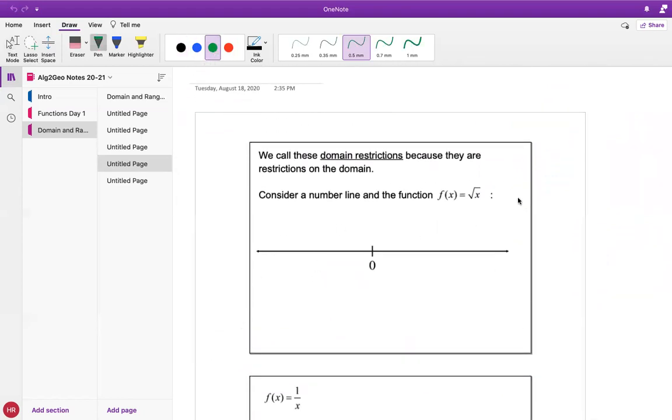Again, we just did this. Square root of x, we said, is from 0 to infinity, and that looked like this, 0 to infinity. And in inequality notation, it looks like that.